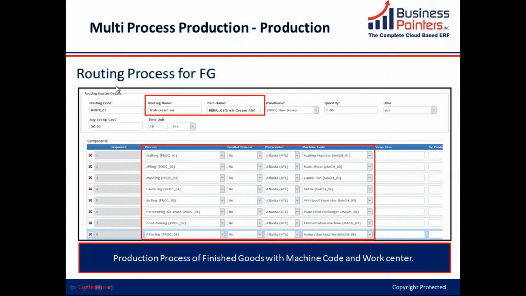Then you have the routing process. So what is a routing process? Routing master is actually a sequence of processes and machines that are being used for production of that particular item. So if you see here, we have the item name over here. We have all the different processes that will be used for the production of this item, at what work center it will be performed, and what machines are being used. That can be defined in the routing master.